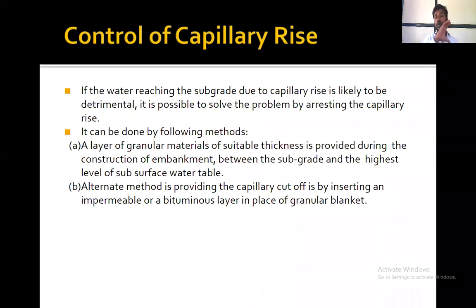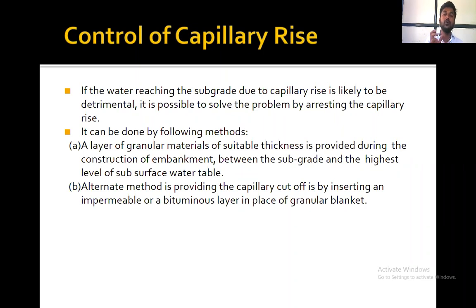We can provide one stone layer which has more voids, because we know the concept. Capillary rise happens when the diameter of the voids is very small. You might have learned in fluid mechanics that capillary rise happens when the diameter of the pipe is very small. As the diameter of the pipe is reduced, capillary rise will be more. So our motto should be to provide larger diameter voids, so that the capillary rise will not happen. So we should provide a larger amount of voids.